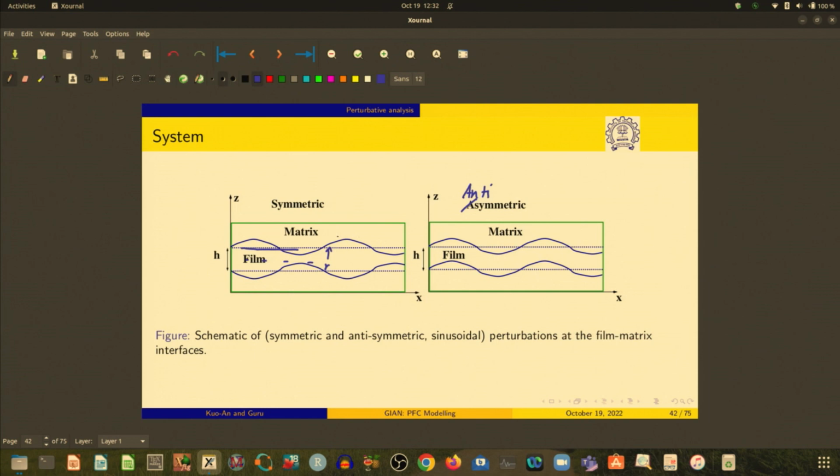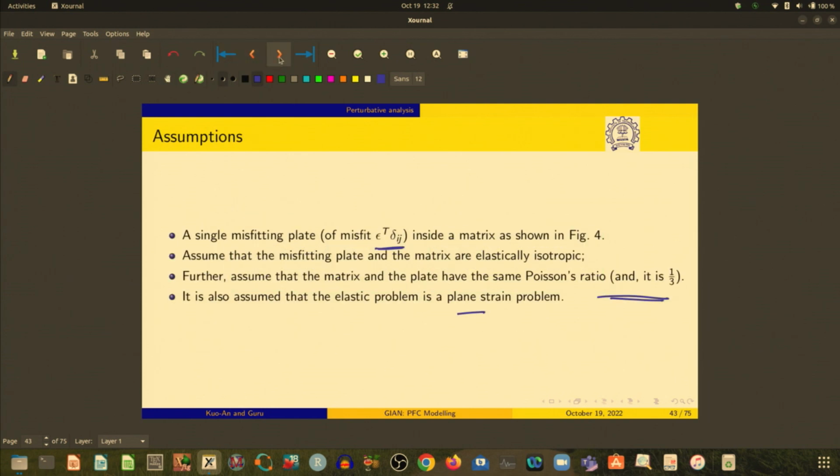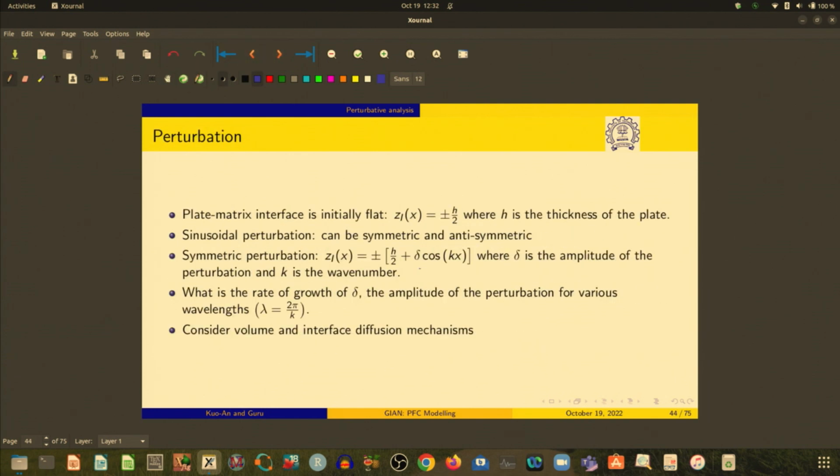The perturbed interface will be a sinusoidal one with x. The h will be modified by delta cos kx. Now, you can assume plus or minus h/2 delta cos kx for both the upper and lower, then that becomes symmetric, and if you assume that one is plus and the other one is minus, you get the anti-symmetric. So, I am going to do the analysis for symmetric. Anti-symmetric is just a change of sign and some algebraic change. That is not a big deal.